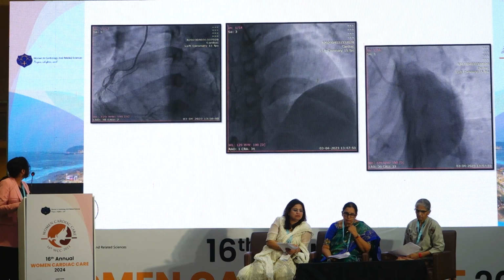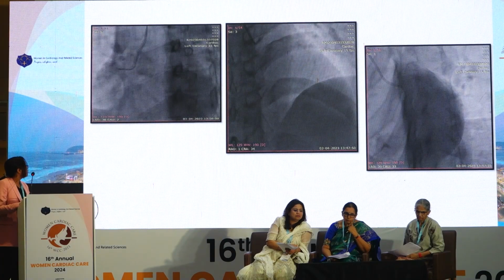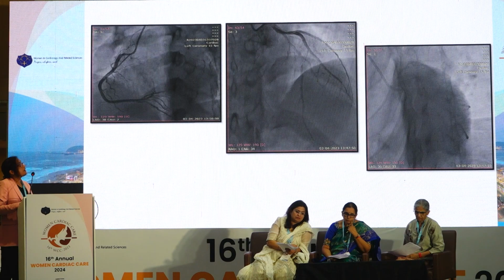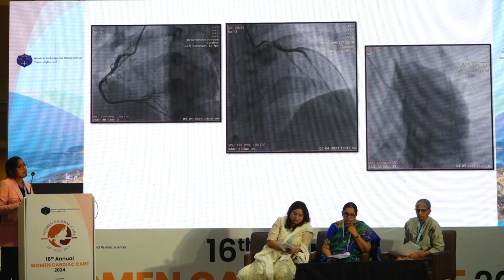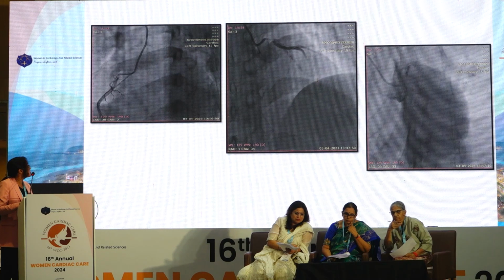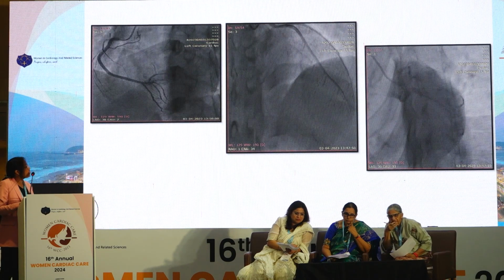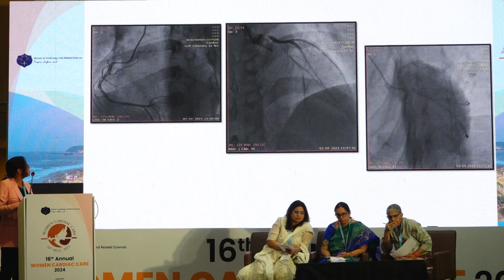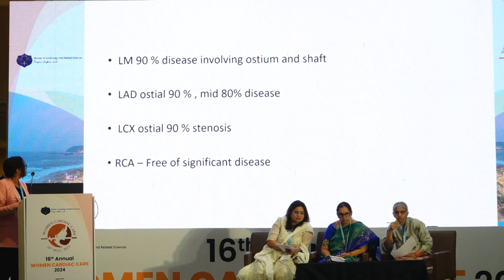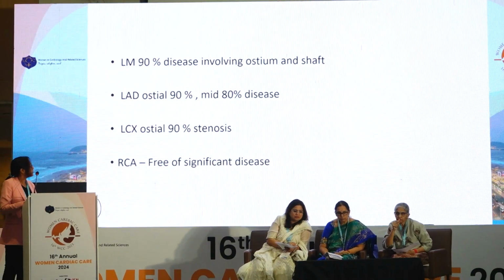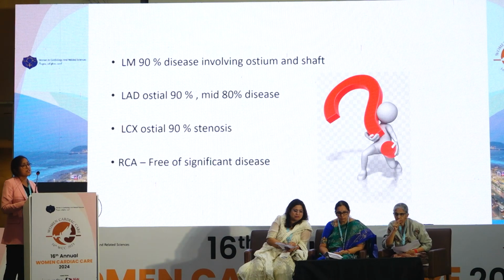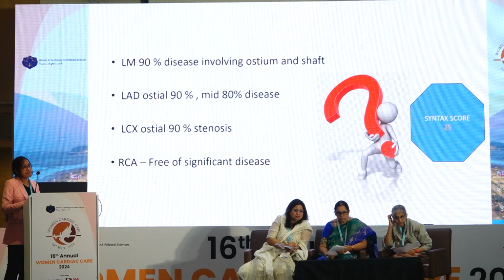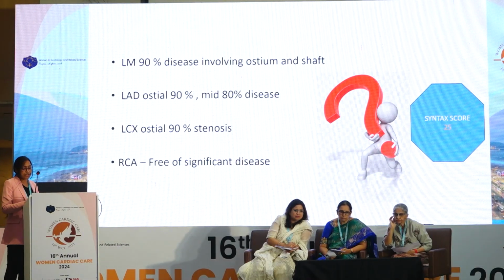We took the patient for the coronary angiogram. The right coronary artery was normal. The left angiogram showed a significant ostial and shaft left main disease. There is involvement of the ostia of LAD and LCX with Medina 1-1-1 classification. And there was also a mid-LAD disease of 80%. So what should be the plan, we thought? We thought to send the patient for coronary artery bypass grafting. His SYNTAX score was 25.